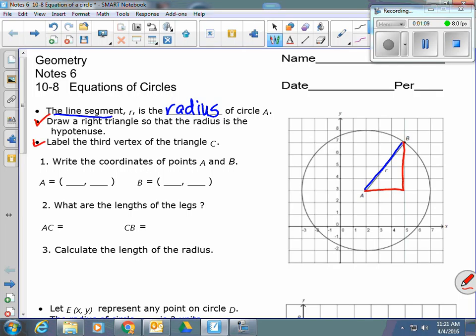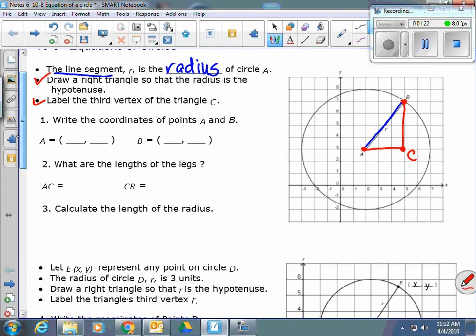Okay, now we want to label the third vertex of the triangle C. So this is point A, point B. The third vertex we're going to call C. What is the coordinate for A? 2, 3, very good. What's the coordinate for B? 5, 7, very good. Okay, so this one right here is 2, 3. And this one is 5, 7. Easy so far, correct? Good.